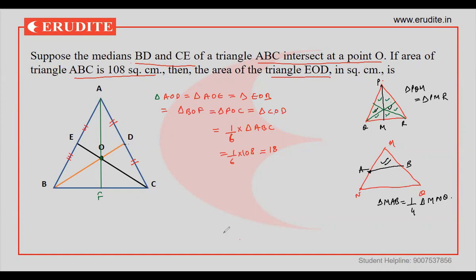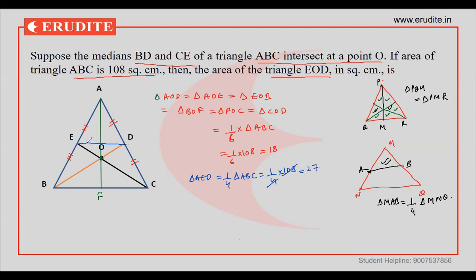So guys, what I'm going to do in the next step is join these points E and D. As E and D are the midpoints of sides AB and AC respectively, the area of the triangle AED will be 1/4 of the area of the triangle ABC. And the area of the triangle ABC is given as 108. So just solve it: 108 divided by 4 is 27, right?